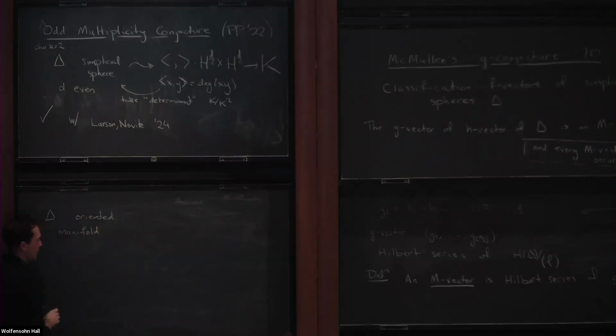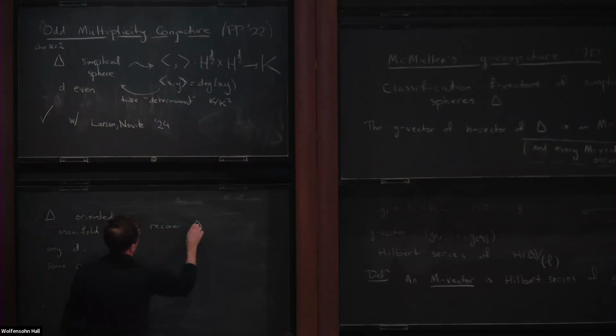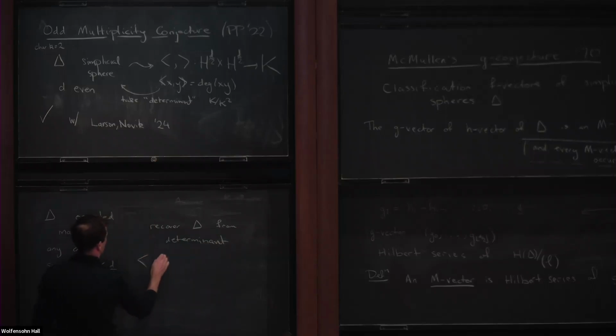If you take an oriented manifold and you take any D, and you take some index less than or equal to half, doesn't have to be halfway itself, then you can recover delta by taking the determinant of the map, which I was calling this map.